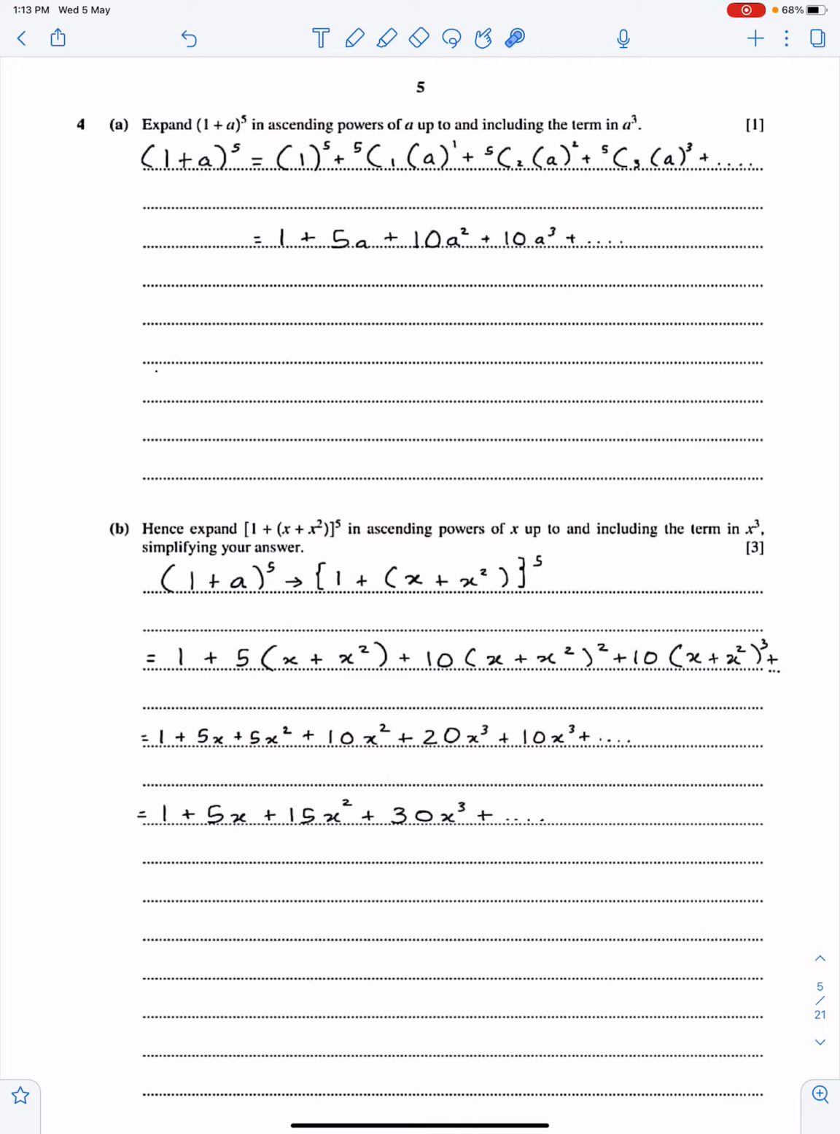Hence expand this. Now by comparing these two expansions, you can easily see this, that this a is replaced by x plus x square. So you just need to replace, let me write this here.